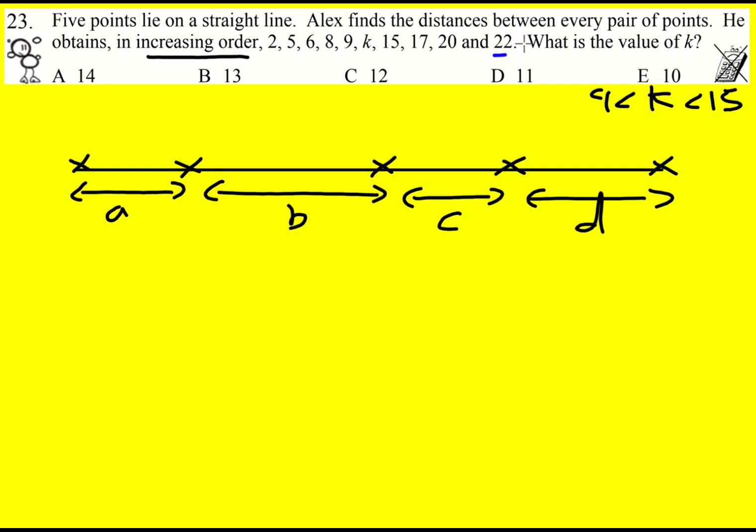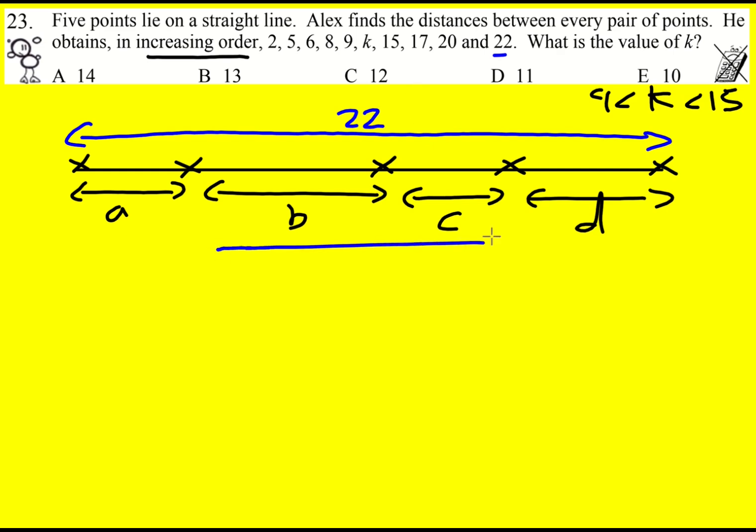Well, the largest length is 22, which means that that has to be the full amount here. Now, if we had a 1, then in theory the next largest, well, 20, could be here, and then we could have 1 and 1. But we don't have a 1, so it must be that the 20 is 3 of them.